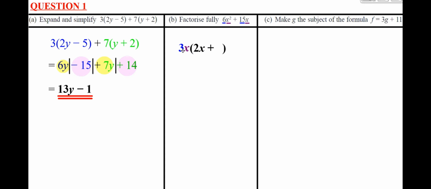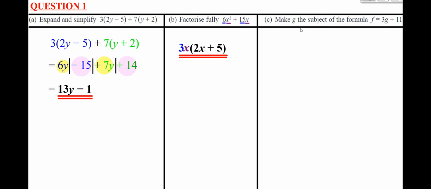Finally, to go from 3 up to 15, I need to multiply by 5, hence my final thing in this bracket is a 5. I don't include any other x's, because if I did, I'd get x times some more x's, which give me at least an x squared, which I don't need. So that's the only thing I need to do. That, therefore, is my final answer.